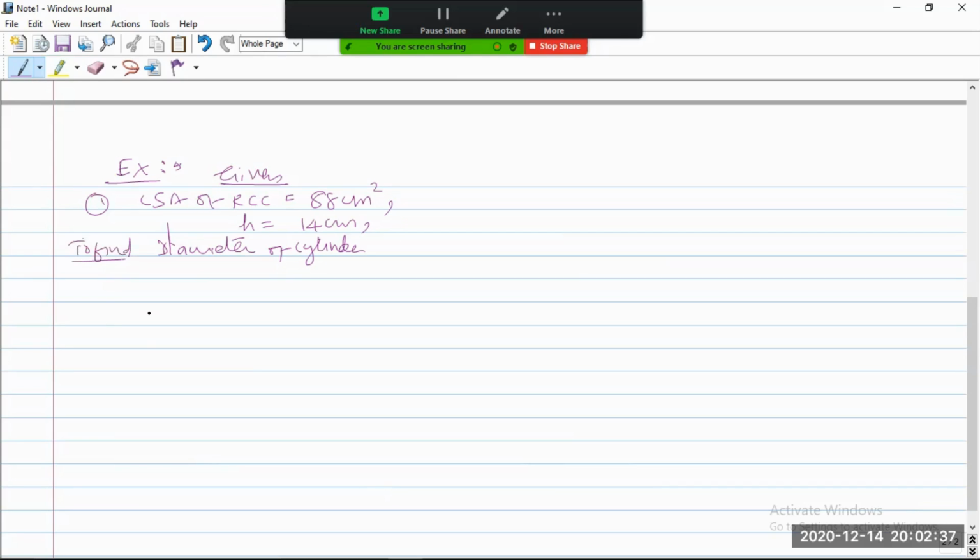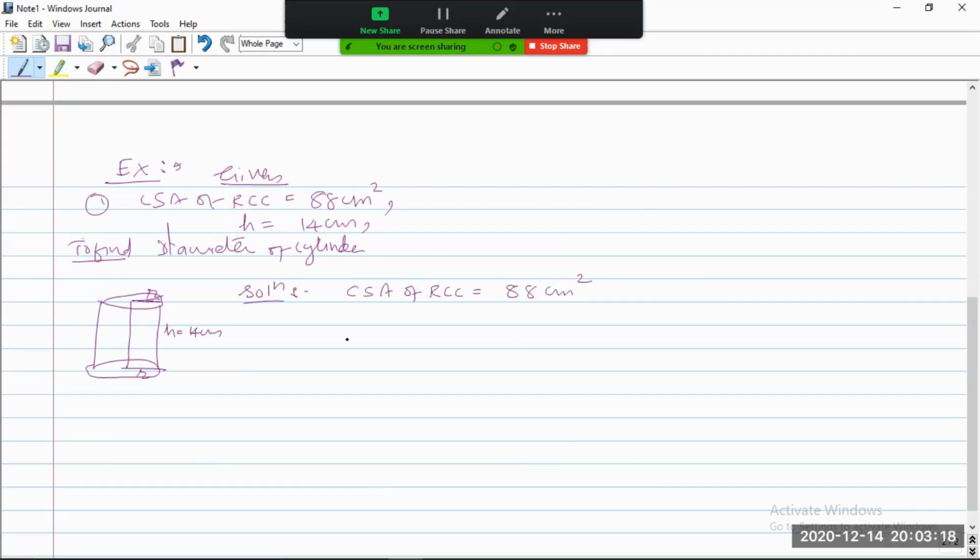We can just draw the figure of a cylinder and note down what you are given. Whatever you are given, you can note down and then use the formula to get the required term. Here this is the radius of the base and the top of this cylinder. The height is given as 14 centimeters and the curved surface area is 88 centimeters square. So how can it be solved? We are given the CSA of a right circular cylinder, 88 centimeters square.